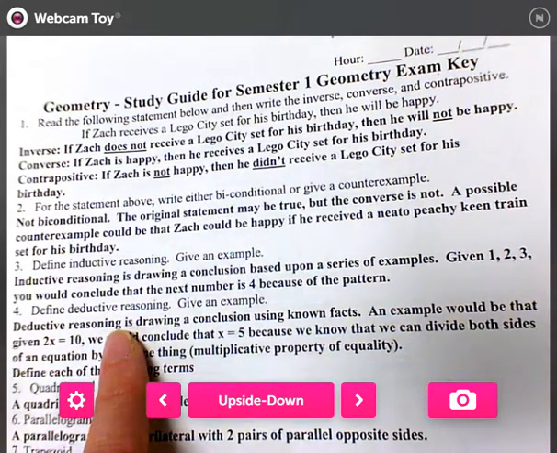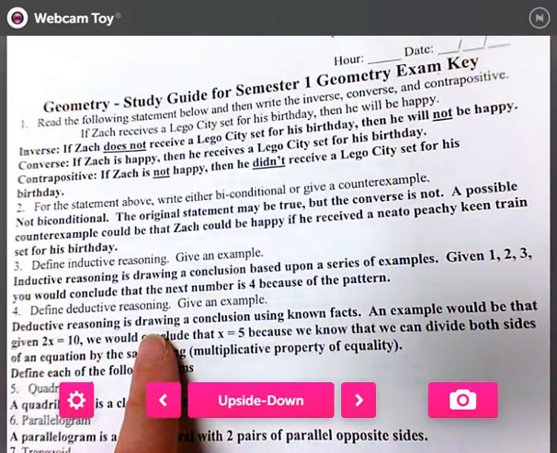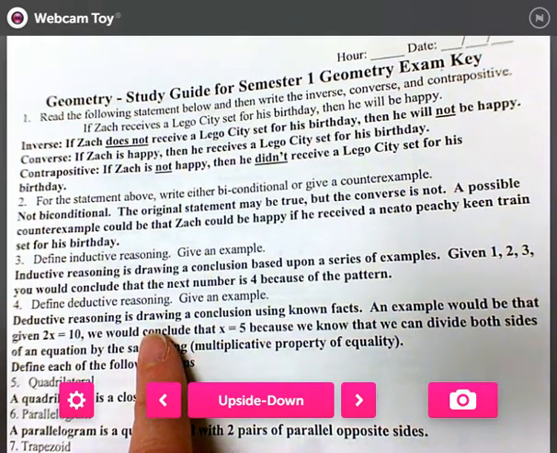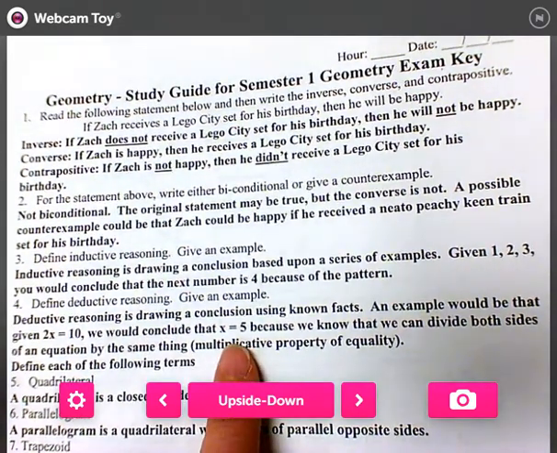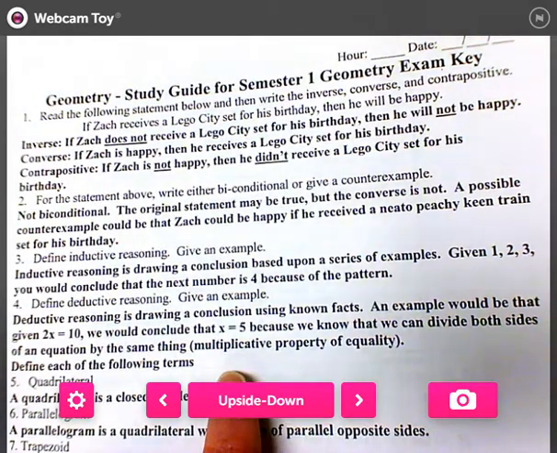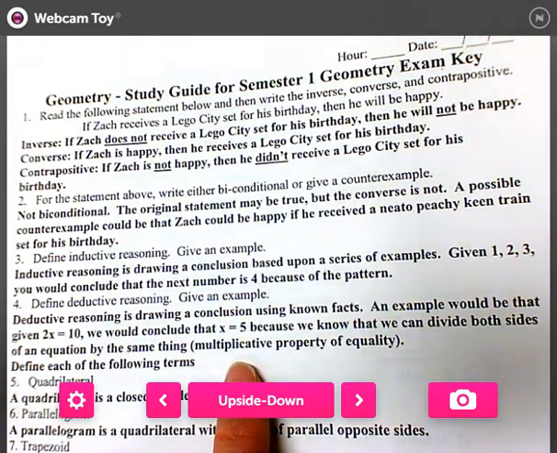Define deductive reasoning and give an example. Deductive reasoning is drawing a conclusion using known facts. An example would be given 2x equals 10. We would conclude that x equals 5 because we can divide both sides of the equation by the same number, by the multiplicative property of equality.